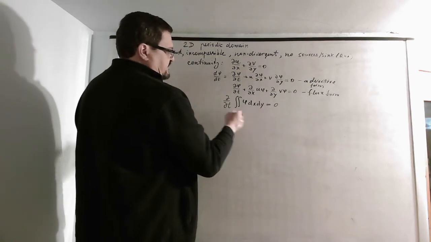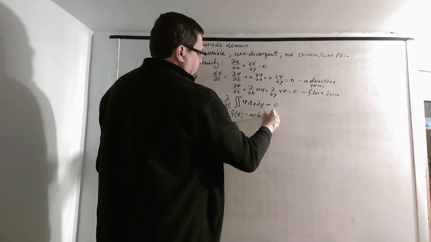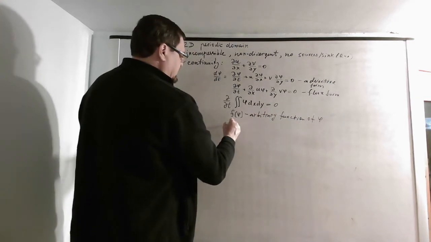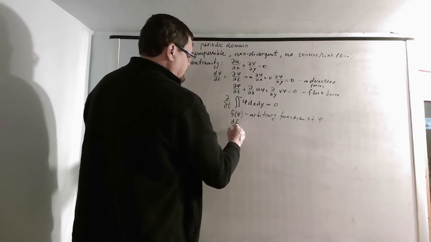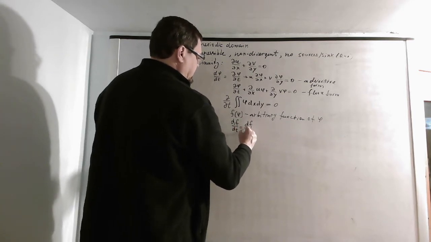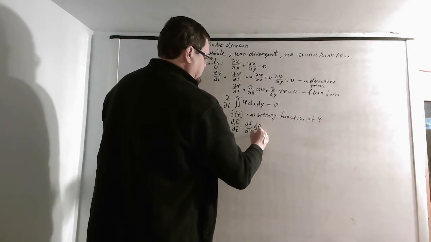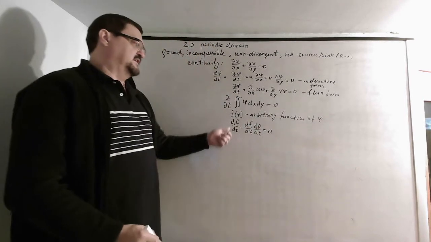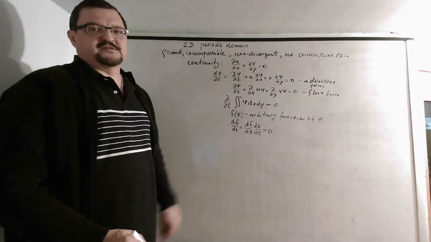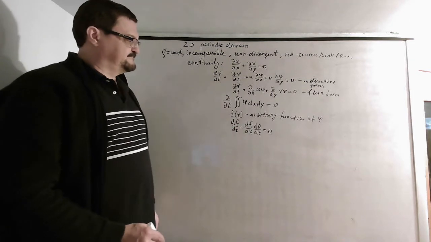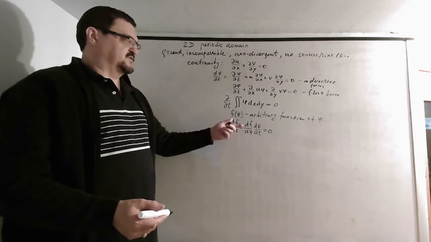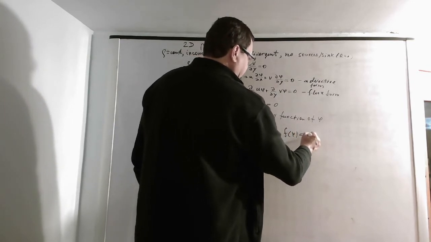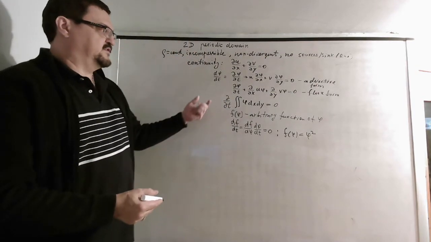So if you have some arbitrary function f of phi, then df dt equals df d phi times d phi dt, and d phi dt in our case equals 0, so it's equivalent to 0. So any function of phi is also conserved if phi is conserved along the trajectory. So if f is just a function of phi, say square, so let f of phi equal phi square, then phi square should also be conserved along the trajectory.